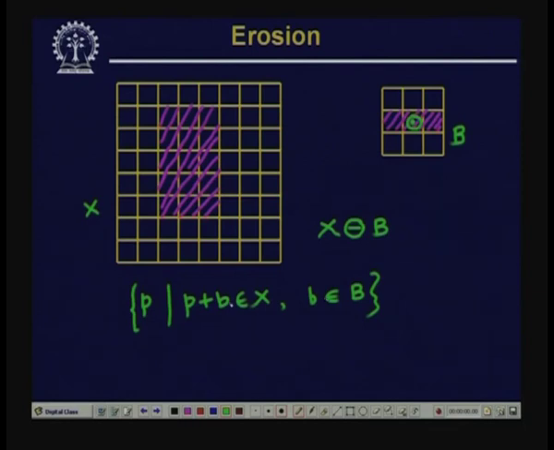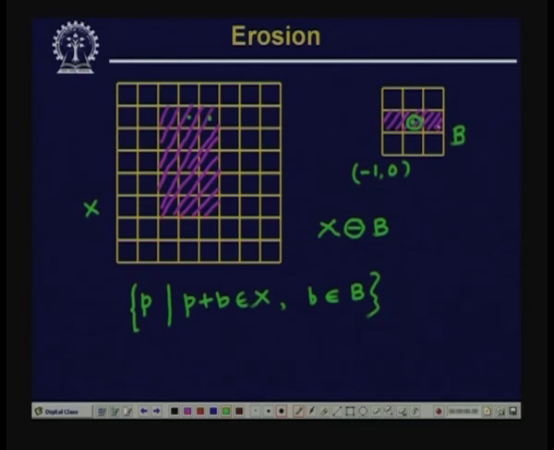So, following this definition, you find that if I consider this particular point, and I take a particular vector, say this vector, which is say minus 1 0, from this structuring element and I translate and add this particular value of b to this particular point, then after addition you find that this p plus b gets translated to this particular point. So, this point should be a part of the erosion.